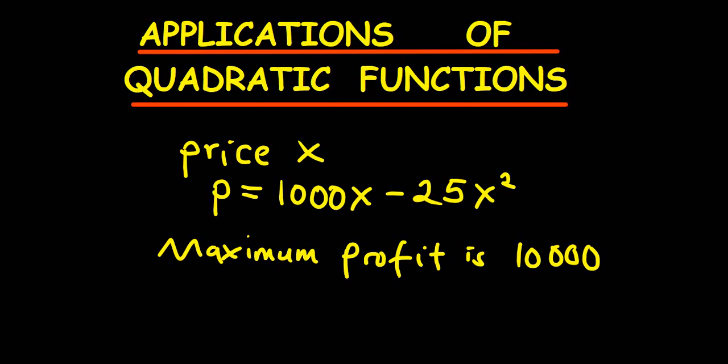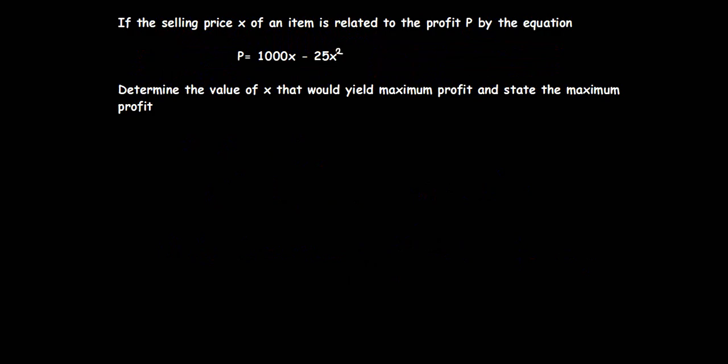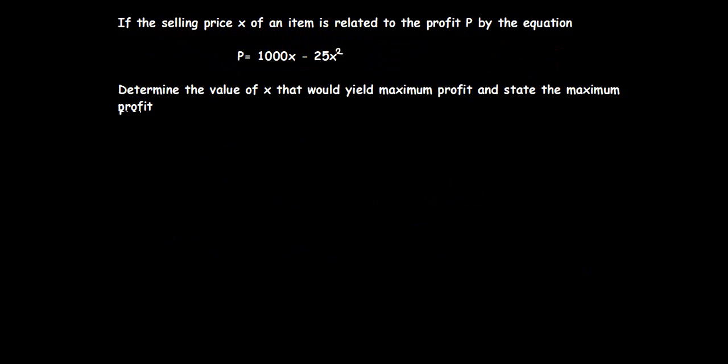In this video, we're going to look at applications of quadratic functions. So we have this question: if the selling price x of an item is related to the profit P by the equation P = 1000x - 25x², determine the value of x that would yield maximum profit and state the maximum profit. So we have this question here. How do we handle that question?